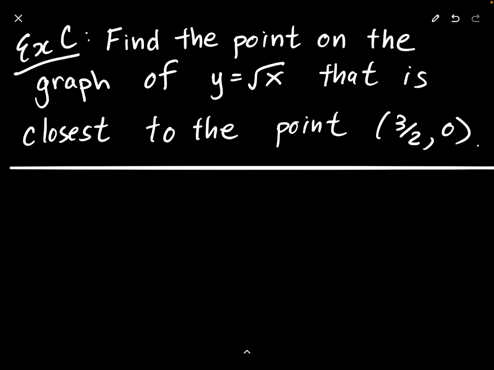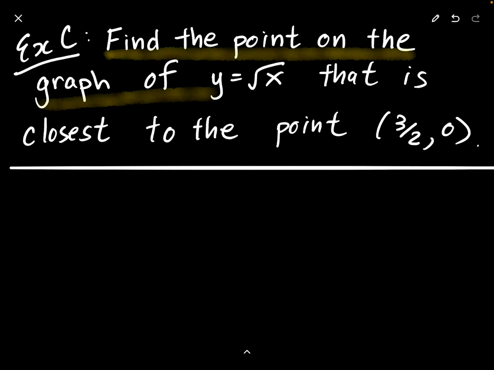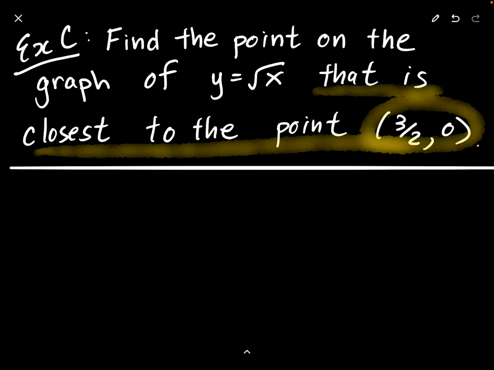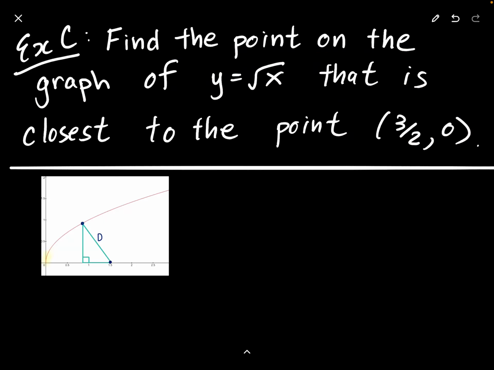Next example, find the point on the graph of y is equal to root x that is closest to the point 3 over 2, 0. So here on our sketch, in red is root x, and here is the point 3 over 2 or 1.5, 0, and we want to find the point on the function root x that is going to be closest to the point 1.5, 0. So the distance between the point we want to find and 3 over 2, 0, we can call it d, and d is the distance that we want to minimize.